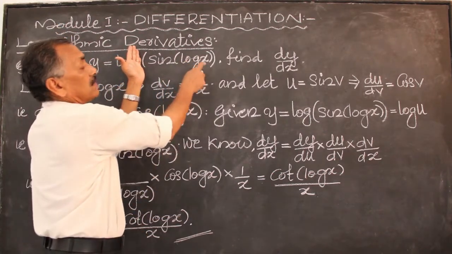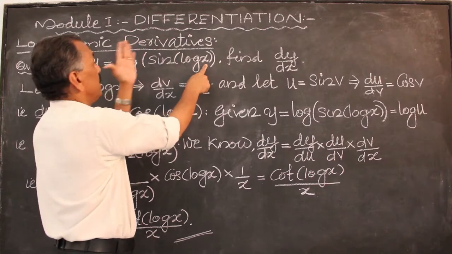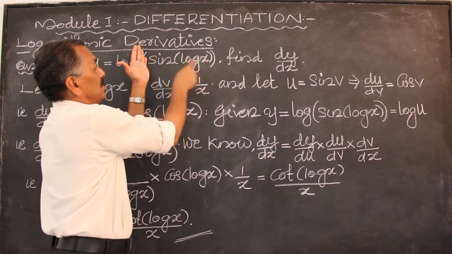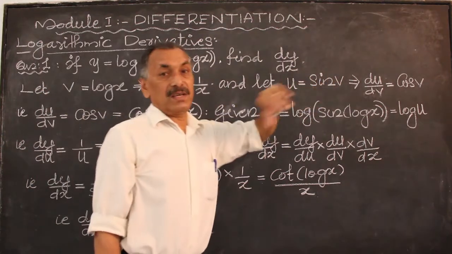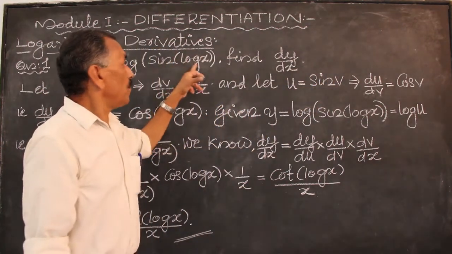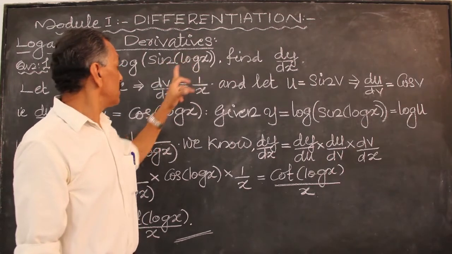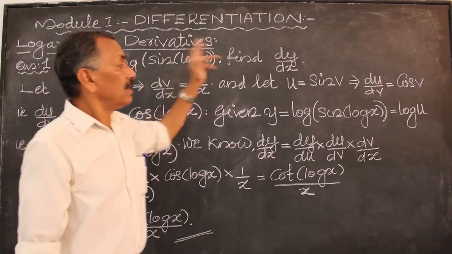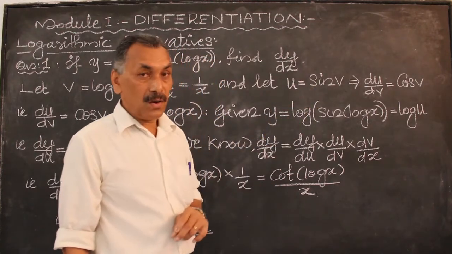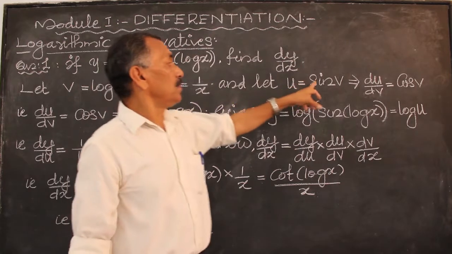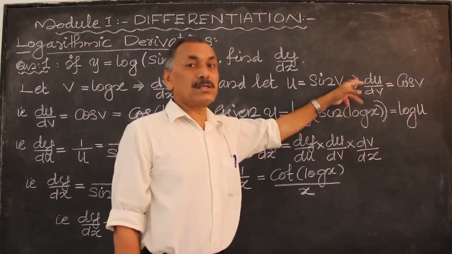Then what is given? Sine log x, where log x is equal to v. That means sine v. Let u be equal to sine v. That is, sine of log x, with log x equal to v, so u is equal to sine v, or sine of log x.